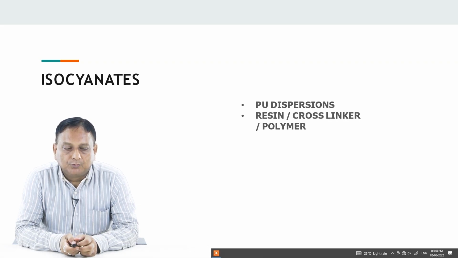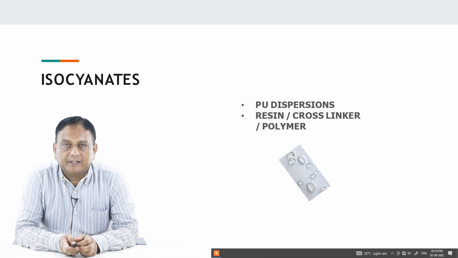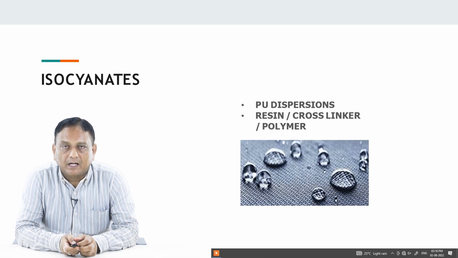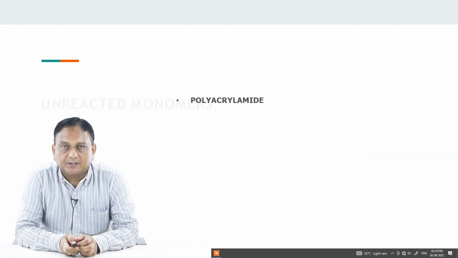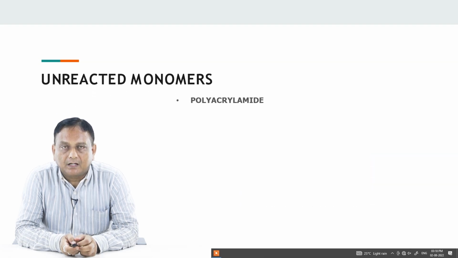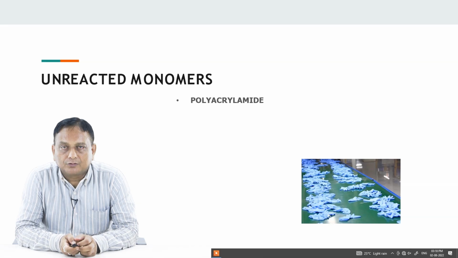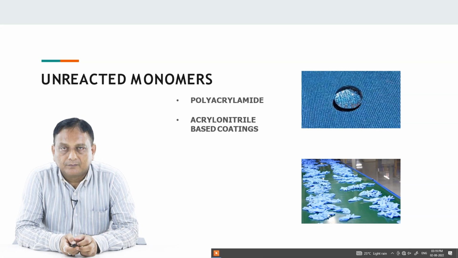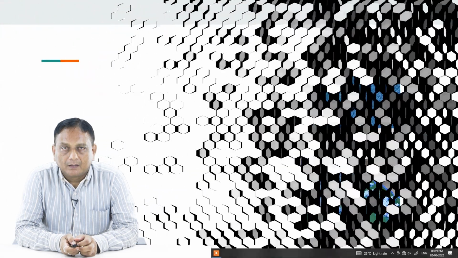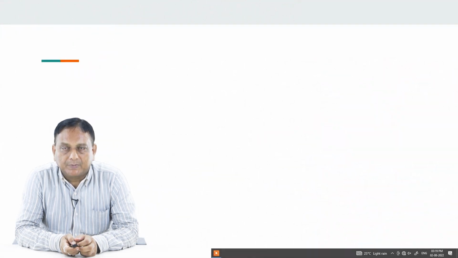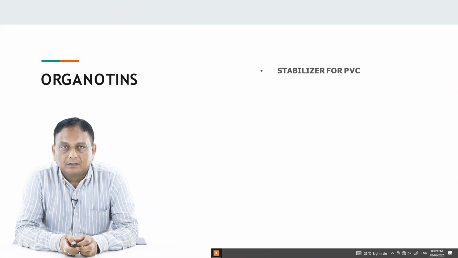Isocyanates, when you are talking PU dispersions, resin, cross-linking agent, polymeric material, are used to make the material some special finishes. Polyacrylamide and unreacted monomers are also available in different kinds of acrylonitrile-based coatings in the garment, like this which is shown in this lotus effect in a garment. So these are the different ways by which this MRSL can be tackled.